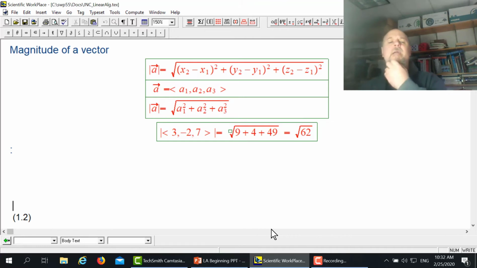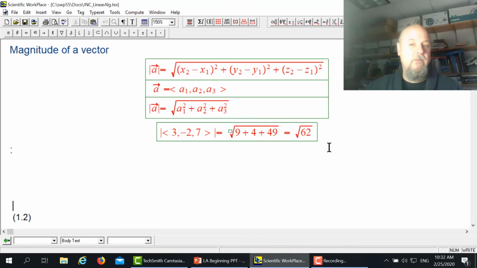How could you get a magnitude of 0? Well, it has to be the 0 vector: 0, 0, 0, so 0 squared plus 0 squared plus 0 squared. That's the only vector whose magnitude is 0. Everything else will have a positive magnitude.